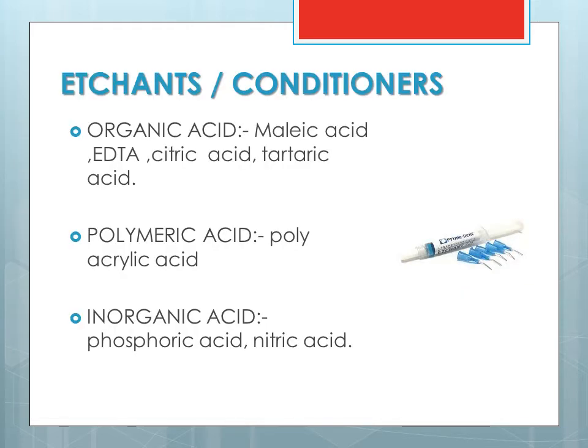So what are the available etchants or conditioners? They are also known as enamel conditioners, but the more popular term is etchant. There are organic acids like maleic acid, EDTA, citric acid, tartaric acid, polymeric acids like polyacrylic acids, and inorganic acids like phosphoric acid and nitric acid.